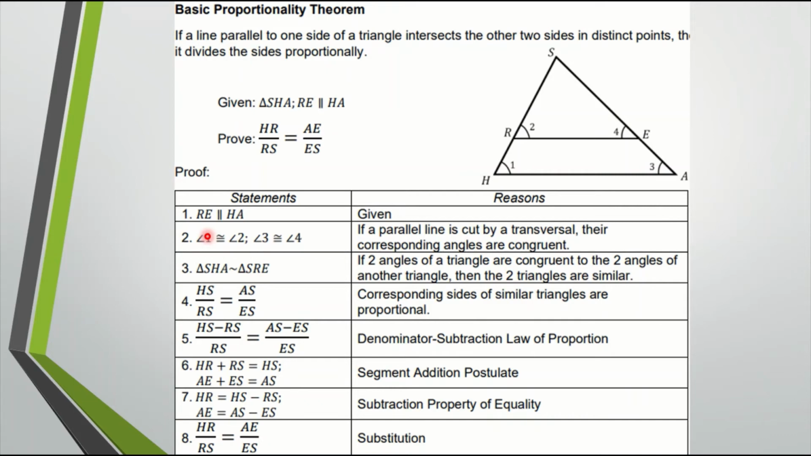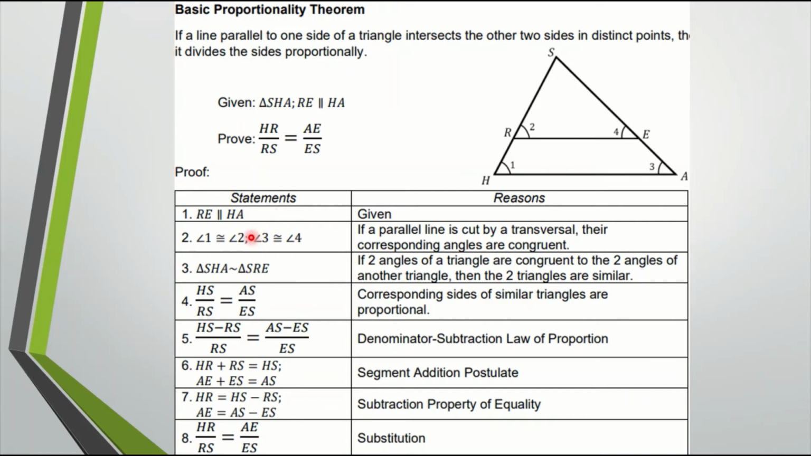So, we're going to use the proportion kanina yung mga laws. If a line parallel to one side of a triangle intersects the other two sides in distinct points, then it divides the sides proportionally. So, given triangle SHA, RE is parallel to HA. RE daw po is parallel to HA. O, ipuprove natin. RE is parallel to HA, given na yan.